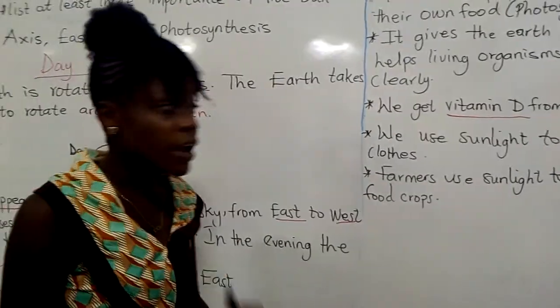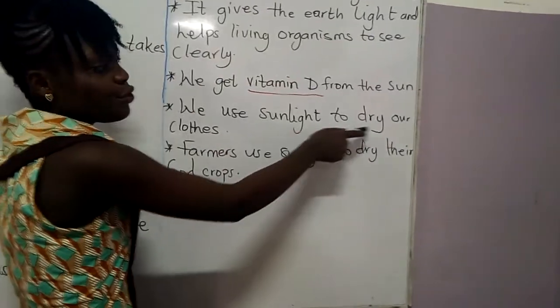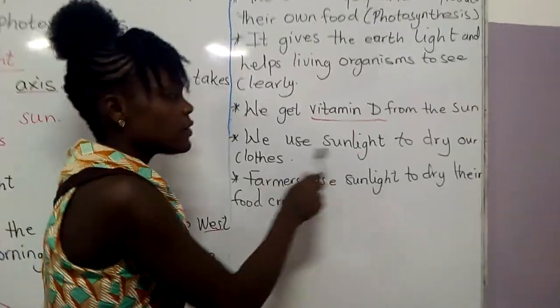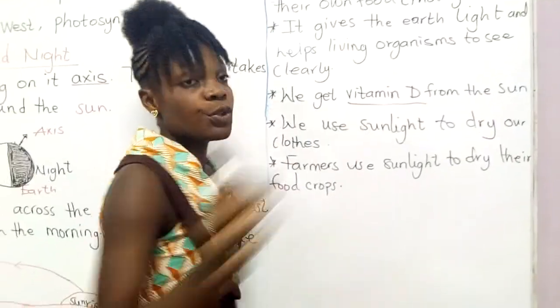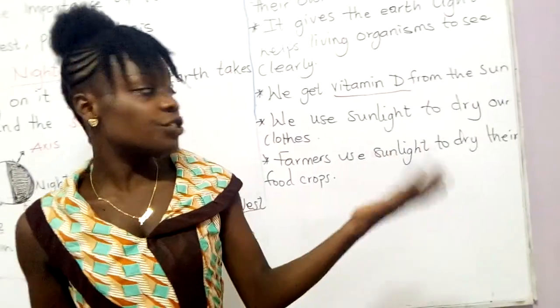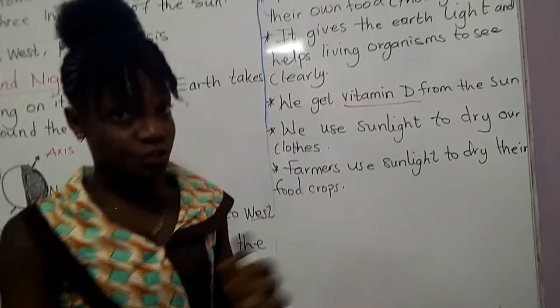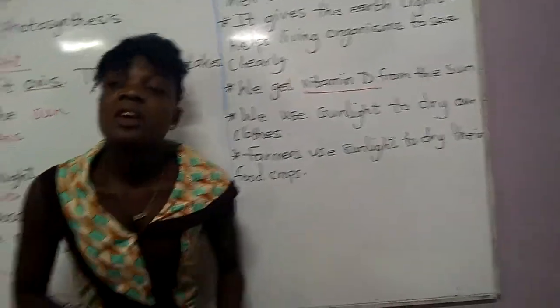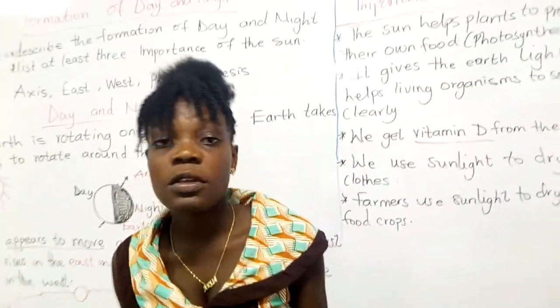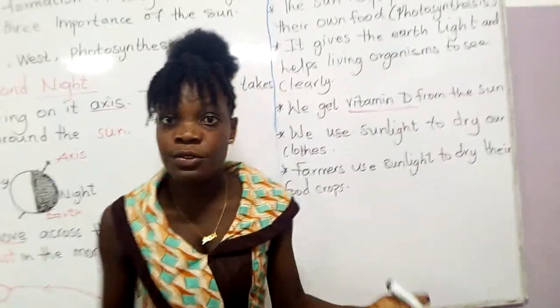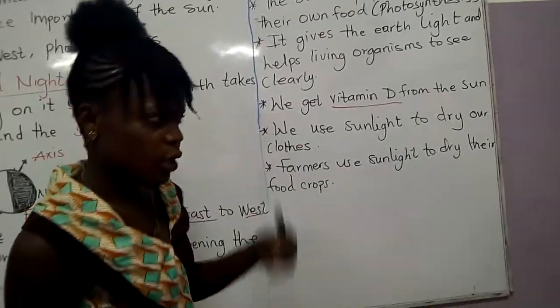And our next point is we use sunlight to dry our clothes. So whenever we wash and we dry our clothes on the line, the sunlight helps our clothes to dry. Most of us will be using dryers in the homes. Those of us who don't have dryers, we use the sunlight to dry our clothes.